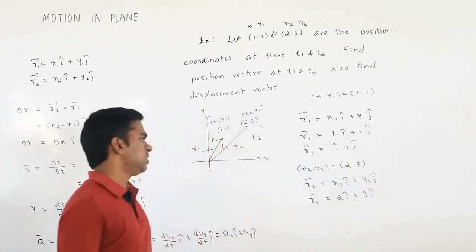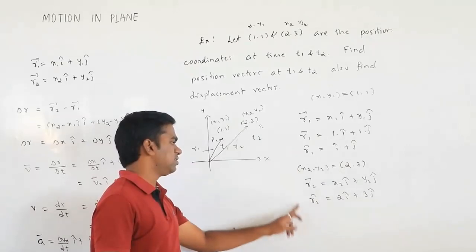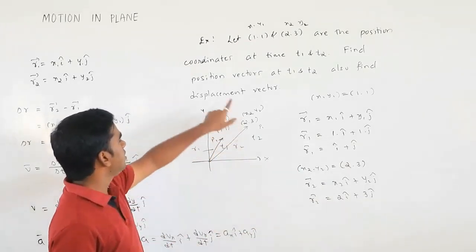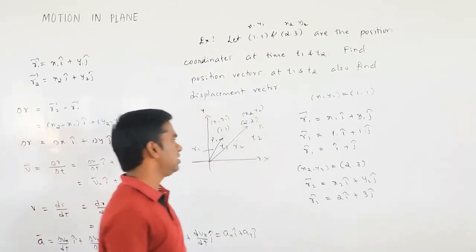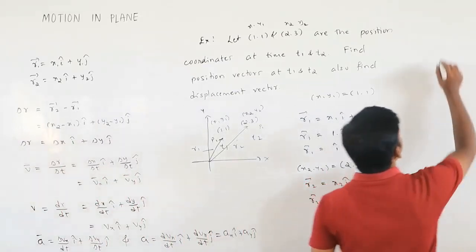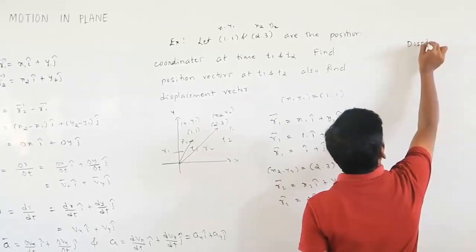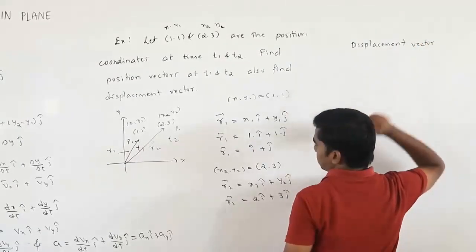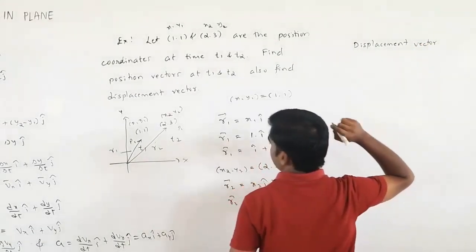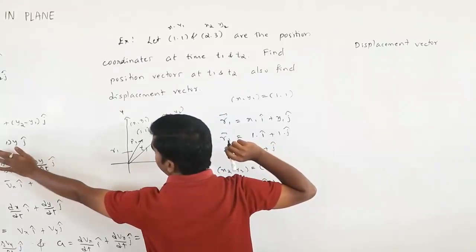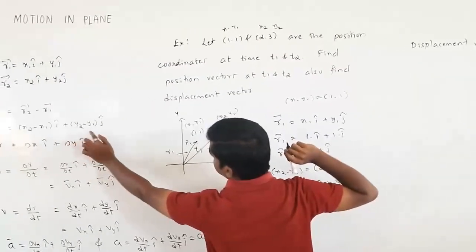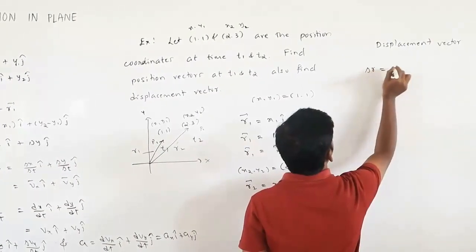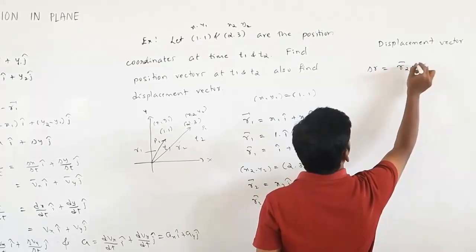Okay, so these are the position vectors at t1 and t2, r1 and r2. Then they are also asking to find the displacement vector. So how can we write the displacement vector? Delta r is x2 minus x1 i cap plus y2 minus y1 j cap. So delta r equals r2 minus r1.